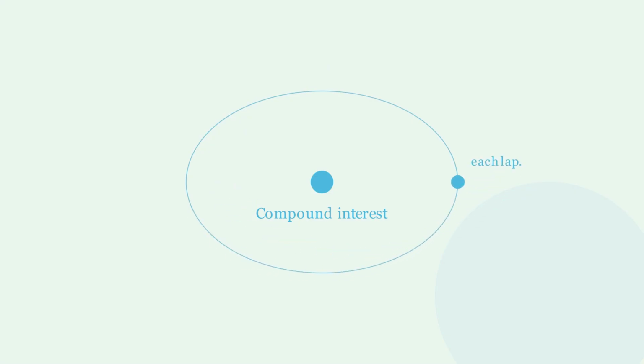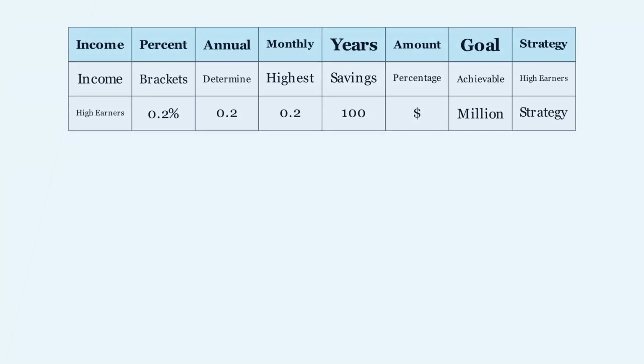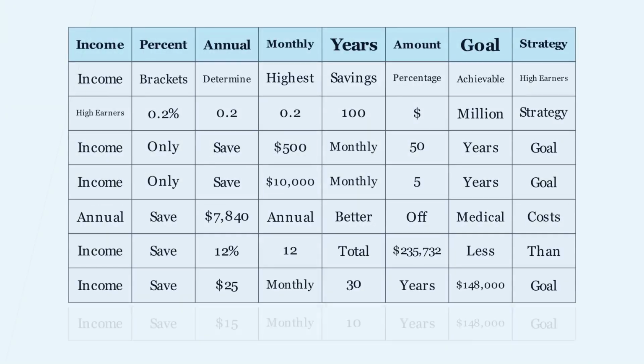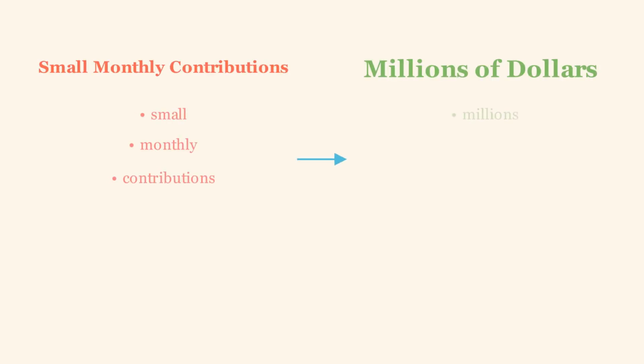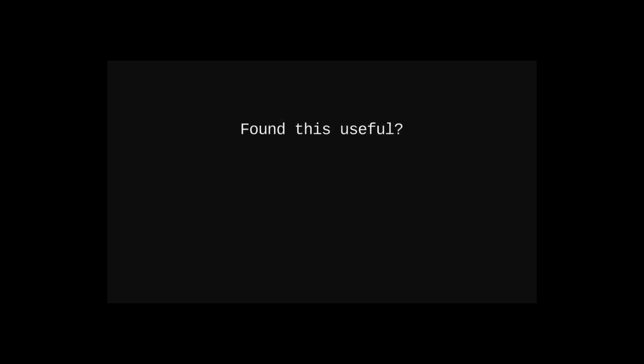Compound interest functions like a ball rolling down a ramp with increasing speed each lap. Income brackets determine the highest savings percentage achievable for high earners. Monthly contributions transform into millions of dollars through exponential compounding growth.